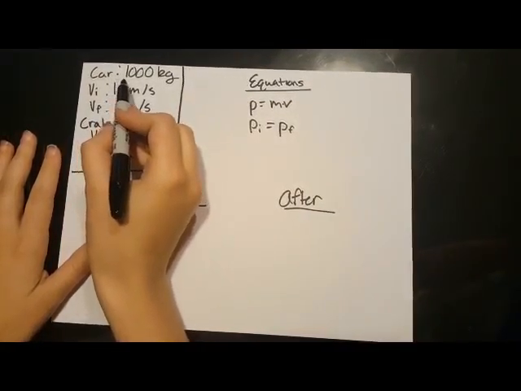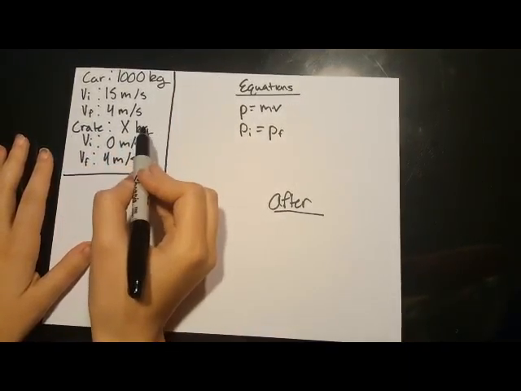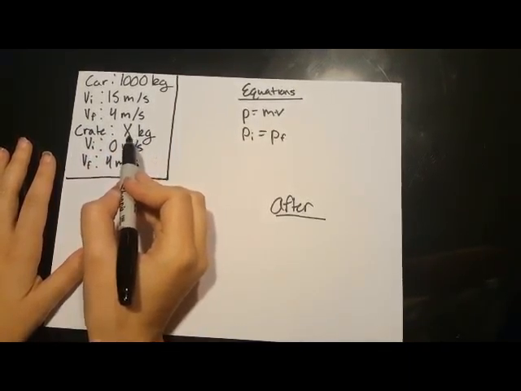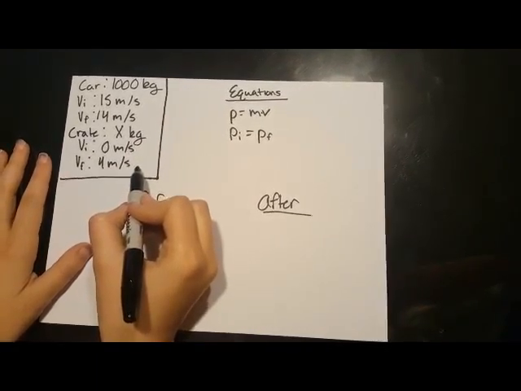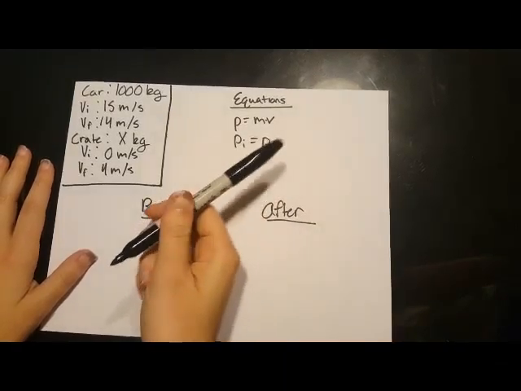Example 2. There's a car that is 1,000 kilograms moving at 15 meters per second towards a crate that is at rest. The car hits the crate. After the collision, the car is going at 14 meters per second and the crate is moving at 4 meters per second, both in the same direction. What is the mass of the crate?